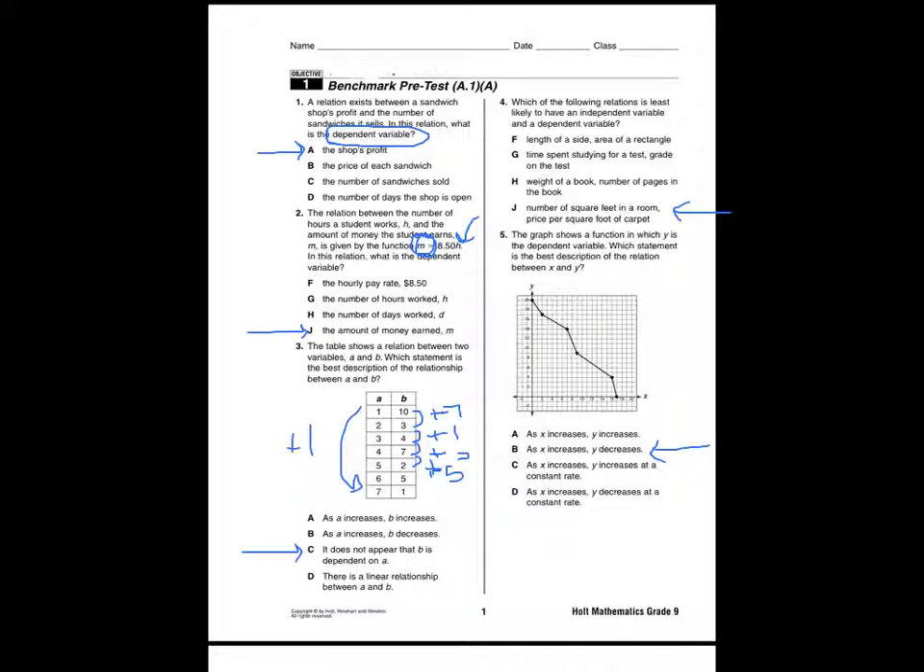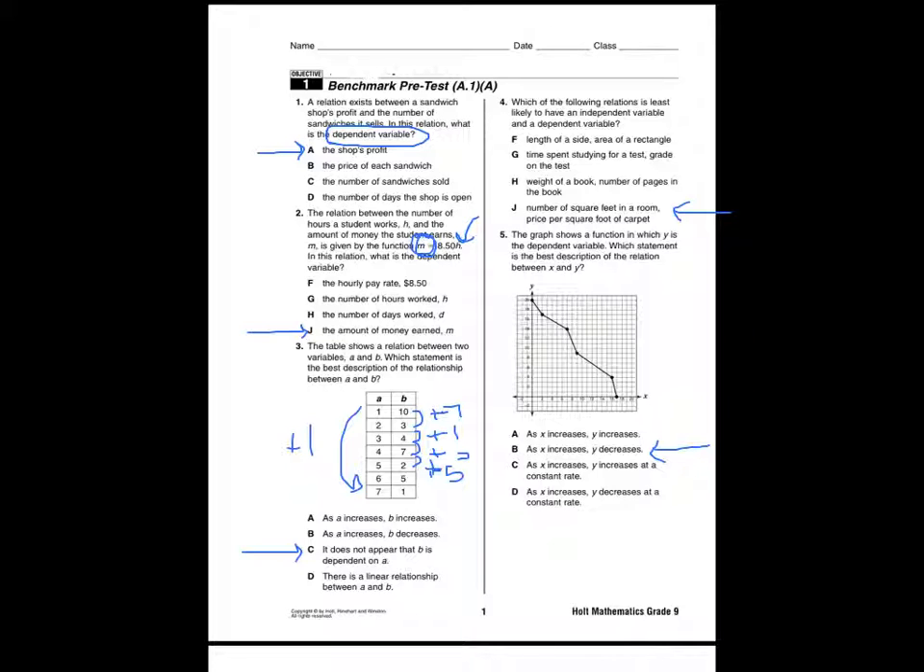So the question is, is there a relationship that is constant throughout? Like, am I squaring 1 and adding something to it to get to 10, and then can that same pattern be applied to the number 2? In this case, it does not appear that there is an actual equation or function rule. This isn't a function that we could actually write a rule for. Okay, so for number 4, which of the following relations is least likely to have an independent variable and a dependent variable?